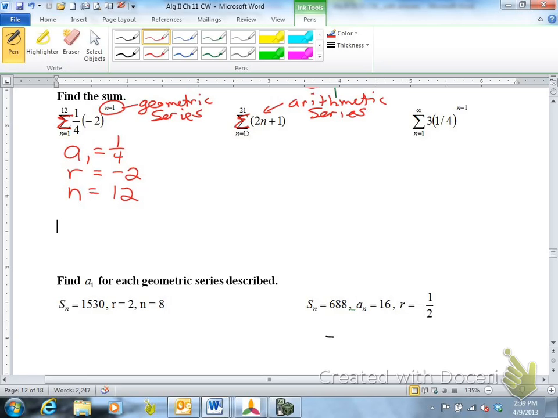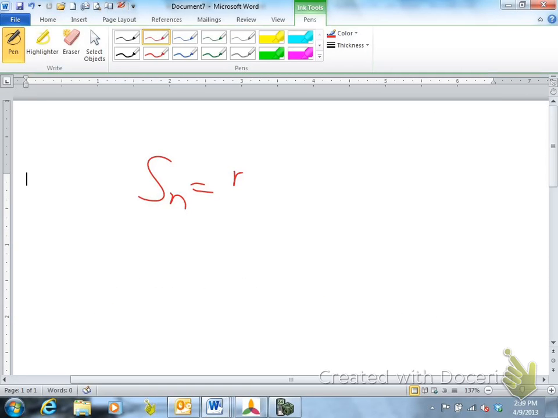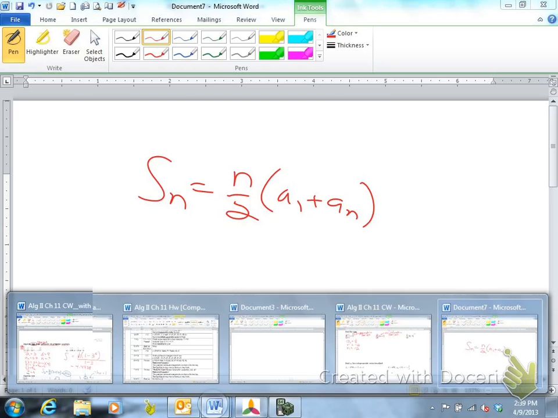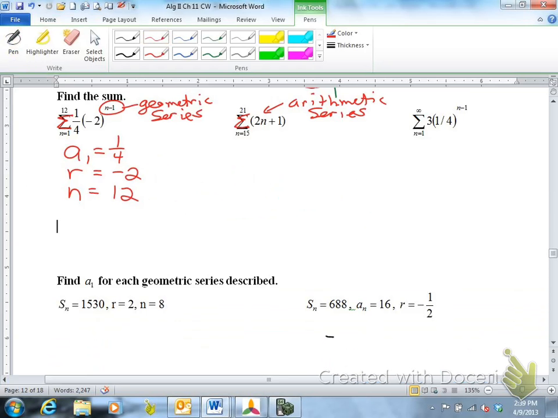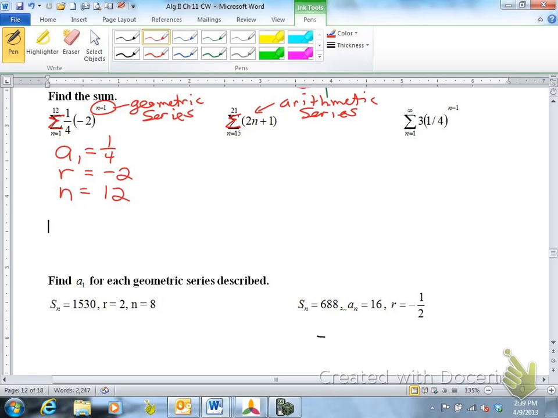For this one, arithmetic series, to use this formula, S sub n equals n over 2 times A sub 1 plus A sub n. To use that, you need the first, the last, and n. So the first term, you plug the bottom number in to get the first term. So 2 times 15 plus 1 is 31. To get the last term, you plug the top number in. So that would be 2 times 21 plus 1 is 43.